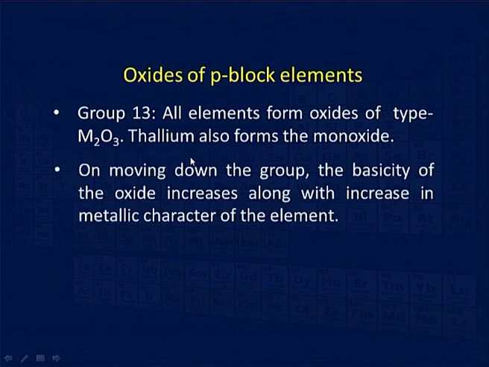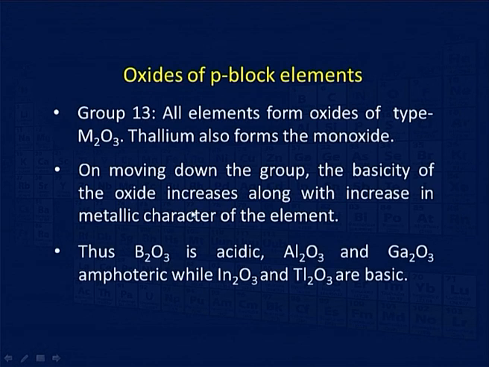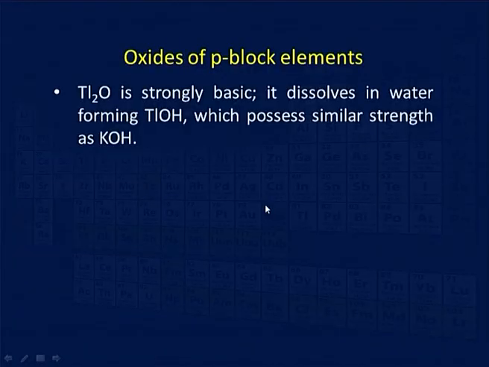On moving down the group, the basicity of the oxide increases along with the increase in metallic character of the element. Thus, B2O3 is acidic, Al2O3 and Ga2O3 are amphoteric. However, the oxides of indium and thallium are basic in nature. So, down the group, the characteristic property varies from acidic to amphoteric and then changes to basic. The oxide of thallium is strongly basic. It dissolves in water, forming thallium hydroxide, which possesses similar strength to that of potassium hydroxide.